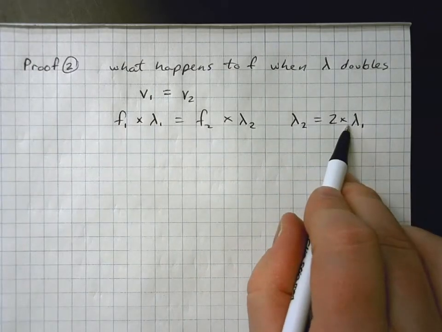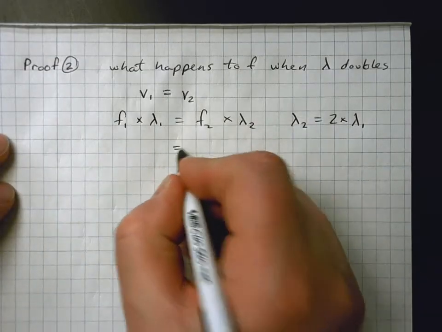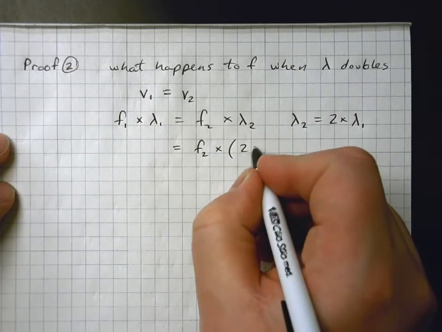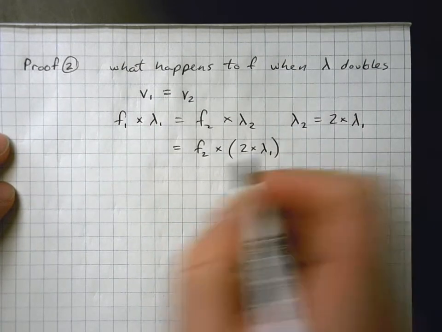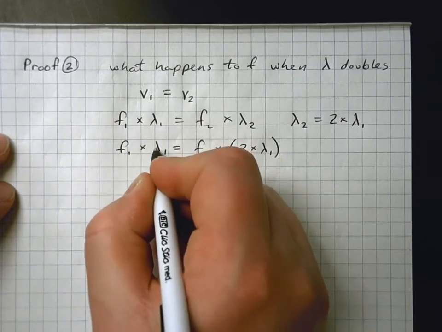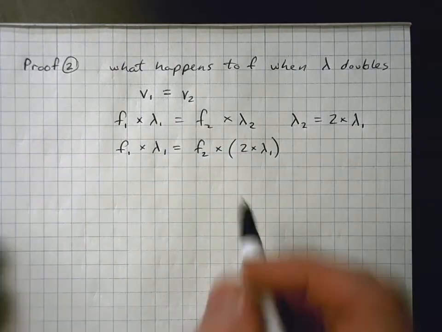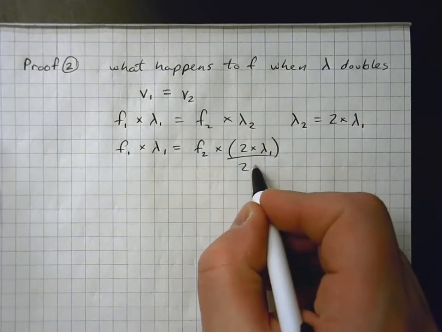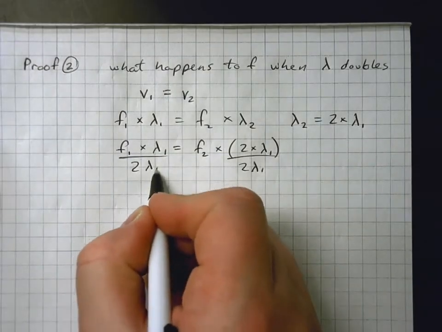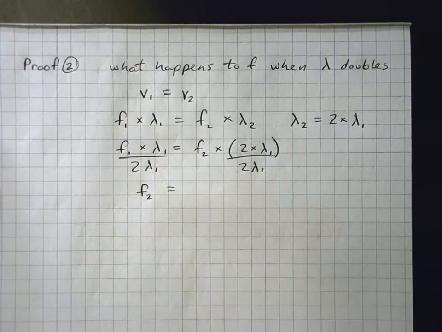We'll make the substitution into the equation. So subbing this right here, and we'll have F2 times bracket 2 times lambda 1, and there's the F1 times lambda 1. We want to isolate the F2 because we want to figure out what happens to F2. So we'll divide both sides by 2 lambda 1, and that means we'll write the unknown which we want, which is F2 on the left.